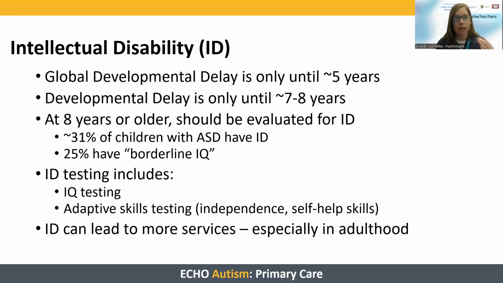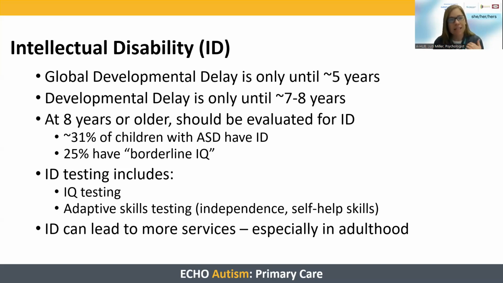ID testing includes 2 things, an IQ test and an adaptive test. And a clinician, an MD or a PhD, who puts it all together and says, yep, this is impairing, and there's an intellectual and adaptive impairment, and together that is an intellectual disability.